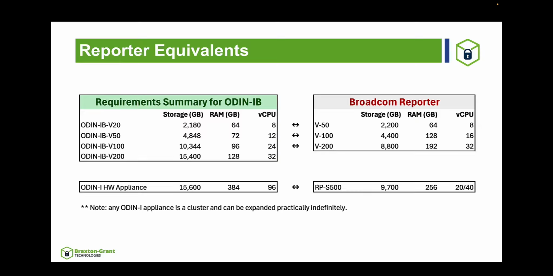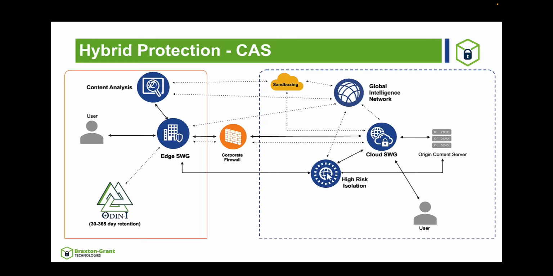From a reporter equivalent standpoint, the Broadcom statistics are over here for their different virtual machine reporters and their hardware. And these are the equivalent ODIN. And then we do include support for the content analysis server, because as you may know, content analysis server puts the data into the proxy log stream, and we recognize all those and can report on them.